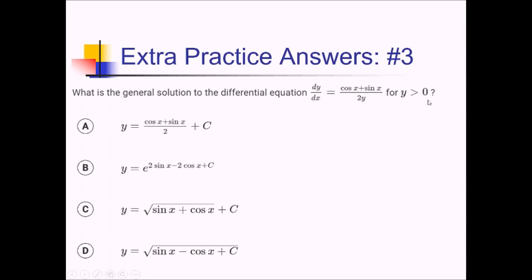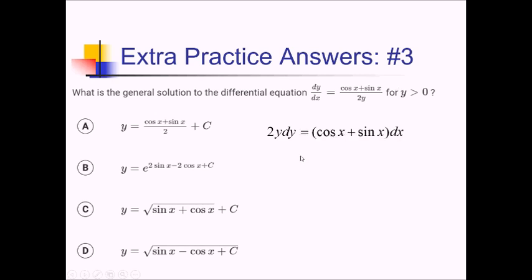On this problem, we want the general solution to this differential equation, and they're telling us y is greater than 0, which might be important. So because I have a y in the differential equation, that means we have to separate our variables. I can't just take the antiderivative the way things are. So let me start by multiplying both sides by 2y to get it over to be with the dy. And then I'll multiply both sides by dx to get it over with the x's.